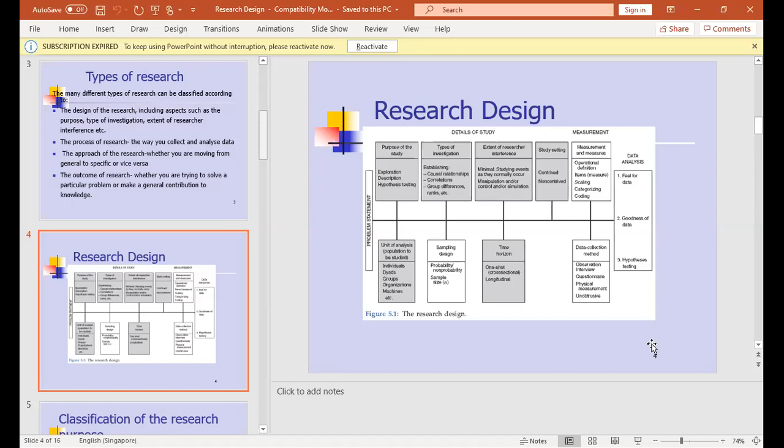Then the data collection method is again described under observations and physical measurements, of which observations are mostly related to qualitative research. Sometimes structured observations are also made, where you can go tick, tick, tick based on whether certain phenomena or certain conditions are there.